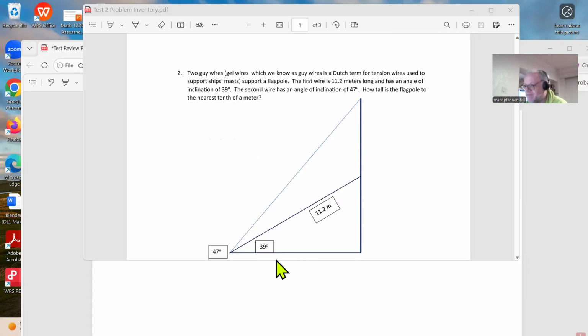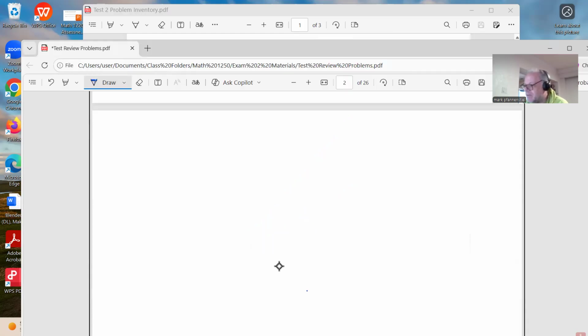And we're given two pieces of information. We're given a 39-degree value here, with this wire being 11.2 meters. We have a 47-degree angle. We are not given the length of this wire, and then we have to figure out the length of this whole pole sitting right here. So let me draw a little bit of a picture.